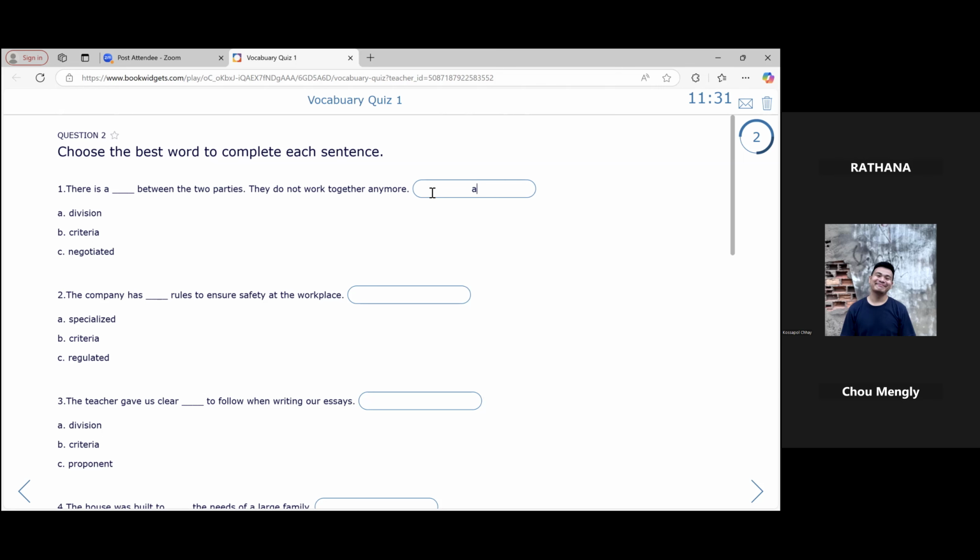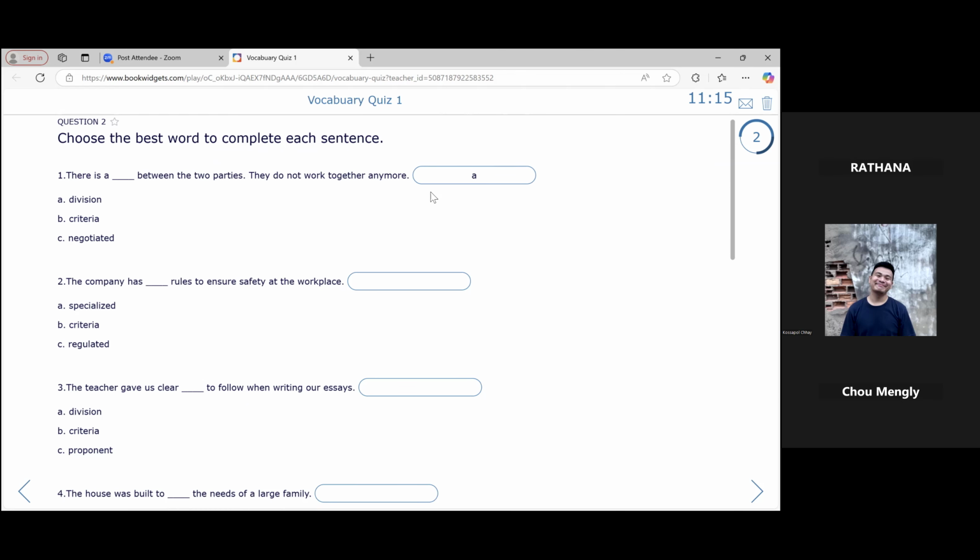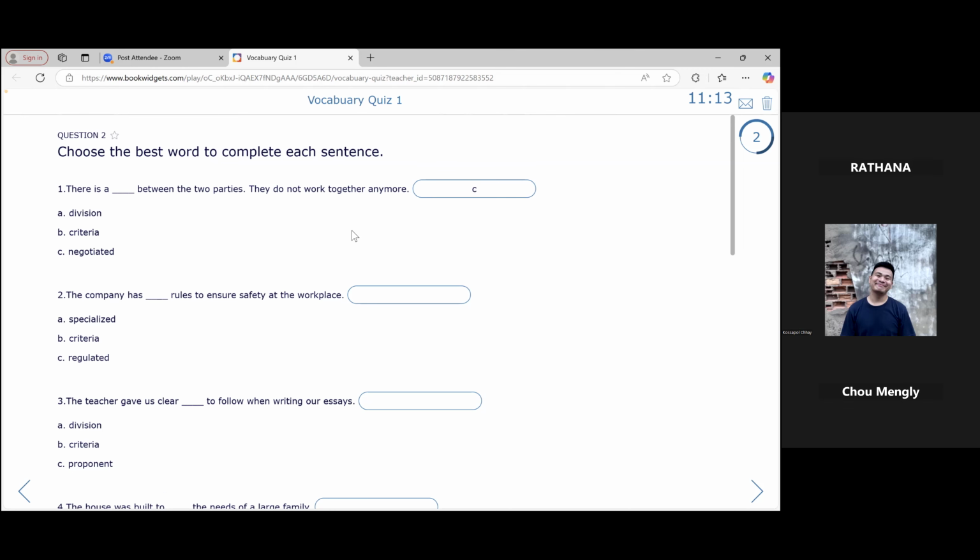I think if you choose C, we can put C, and after that we can check. Well, we have only 11 minutes, because negotiate means to discuss and settle terms.